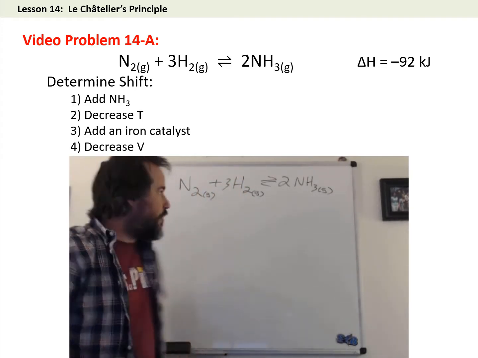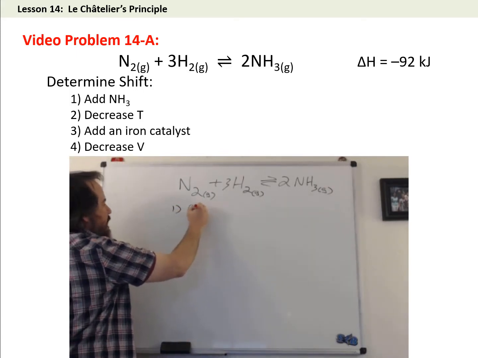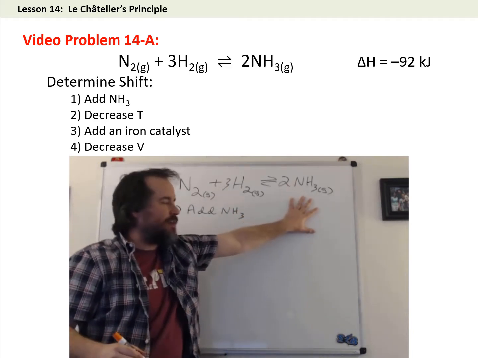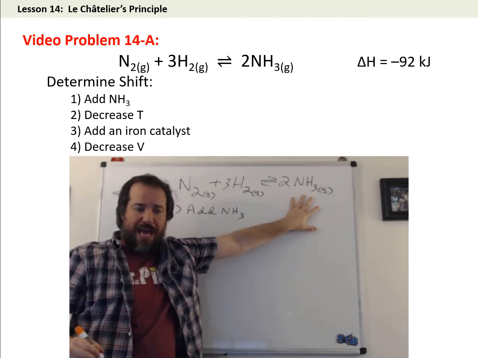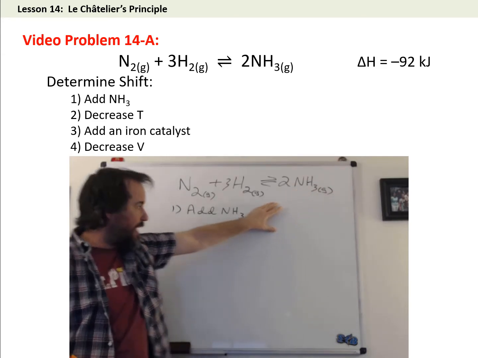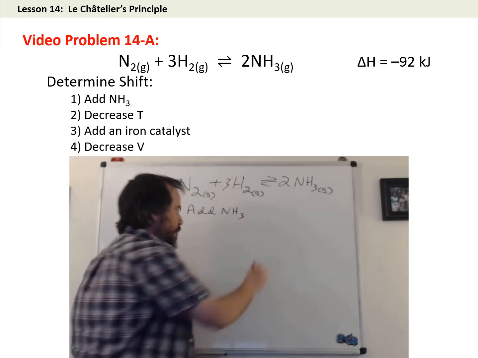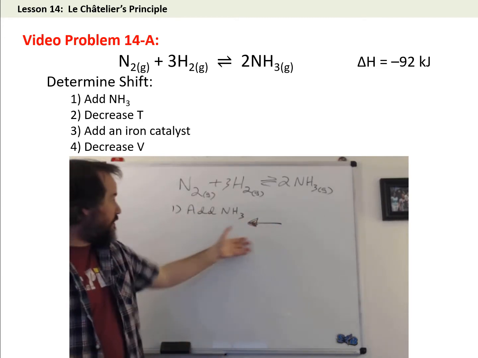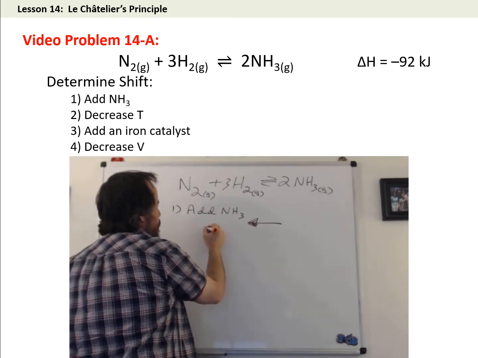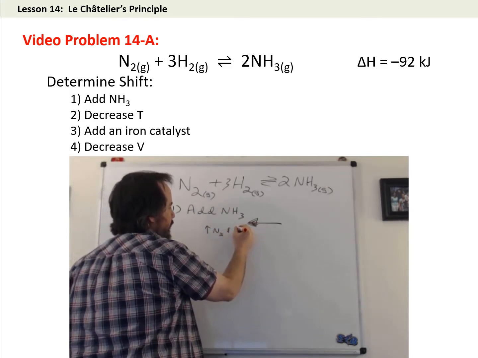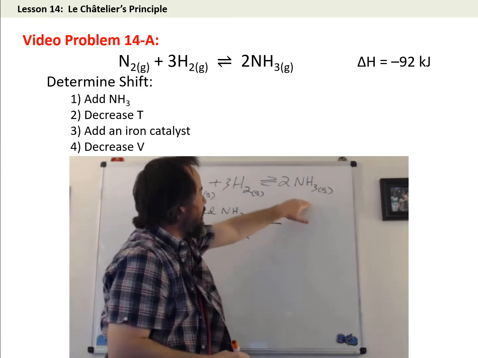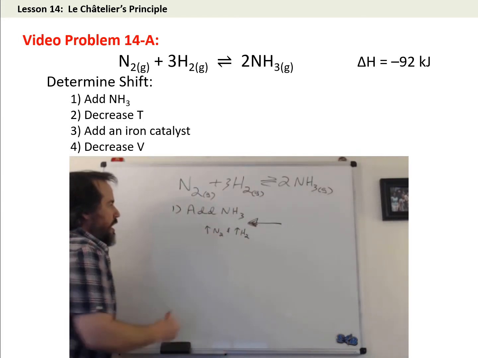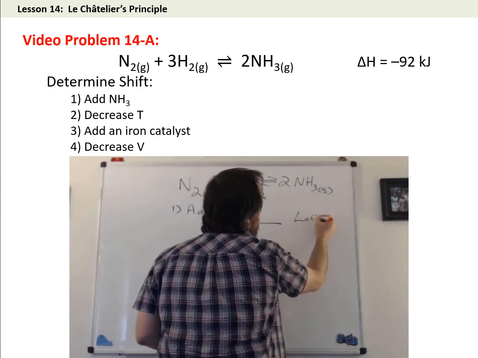All right, so the first, if I add NH3, I'm adding something to the product side. So what that means is now I have too much product, so I need to get rid of that so it shifts towards the left. So that means I'm going to get more N2 and more H2. Some of that stuff that I just increased is going to go to form this. All right, so shift left.